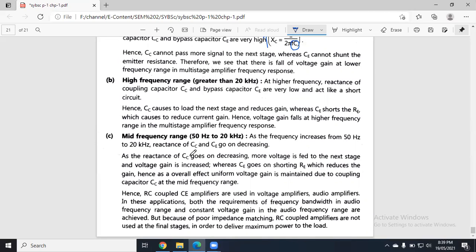So ultimately what we want is a high overall gain, right? And if we increase the gain of one stage, it is going to increase the overall gain. That is why the mid frequency range, that is 50 hertz to 20 kilohertz, is widely used while designing a multi-stage, or we can just say audio range frequency amplifier. All right, so this is all about your chapter number 1.